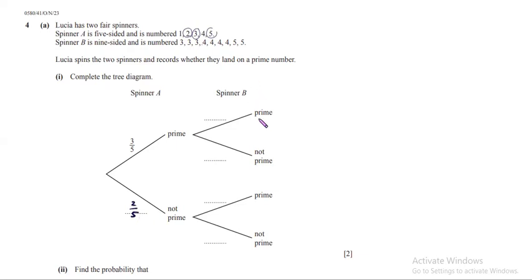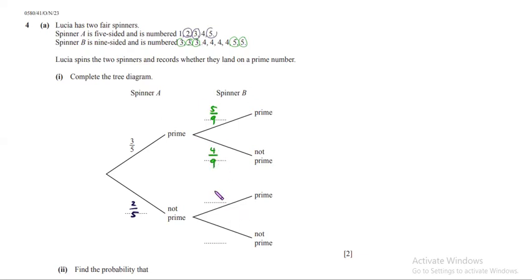The next one is for spinner B. Getting a prime number, we need to check. The numbers that are prime are the 3s, so we have three 3s, and then we have the 5s. So that's going to be 5 out of 9, which means getting a prime number is going to be 5 out of 9. And not a prime number will be the four 4s that we have. So that's going to be 4 out of 9.